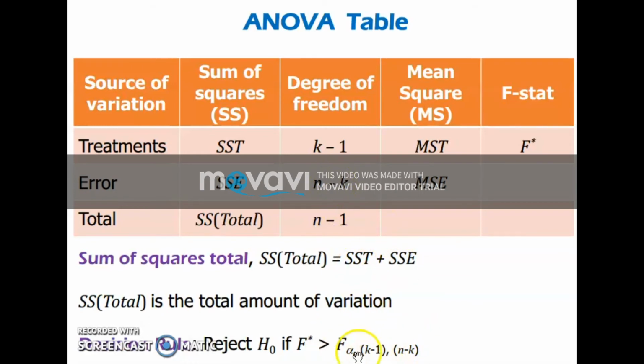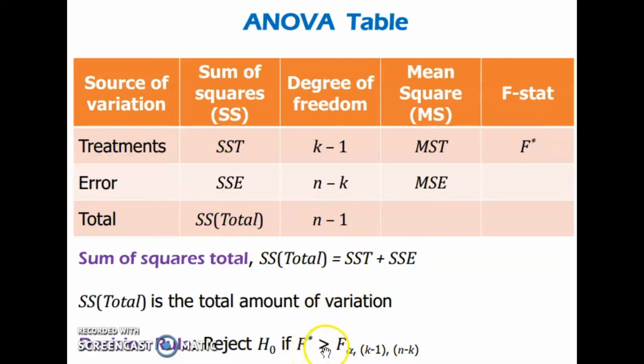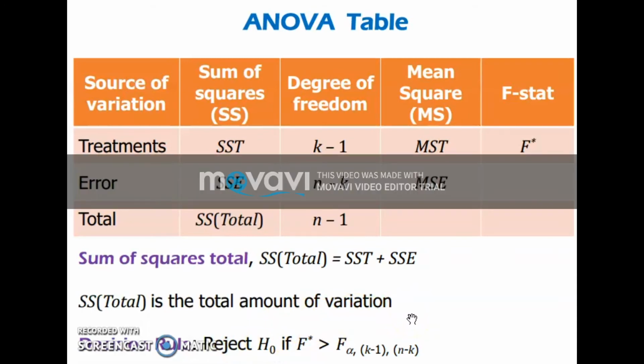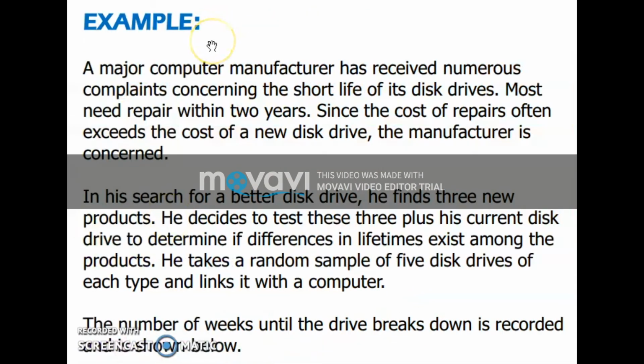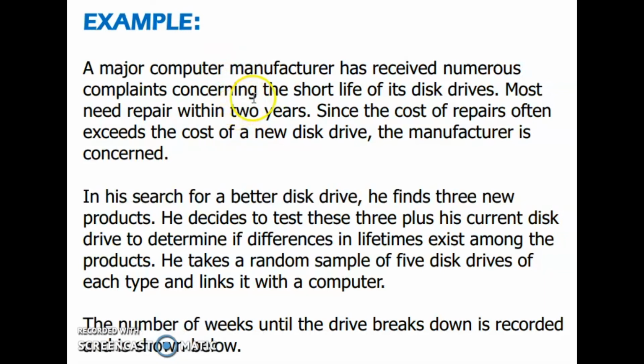Once we have the critical value, we'll compare it with the F stat. If F stats is larger than the critical value, then we reject H null. If we reject H null, it means that at least one of the means is not equal. To easily understand how to set up the ANOVA table, we will look straight at an example.